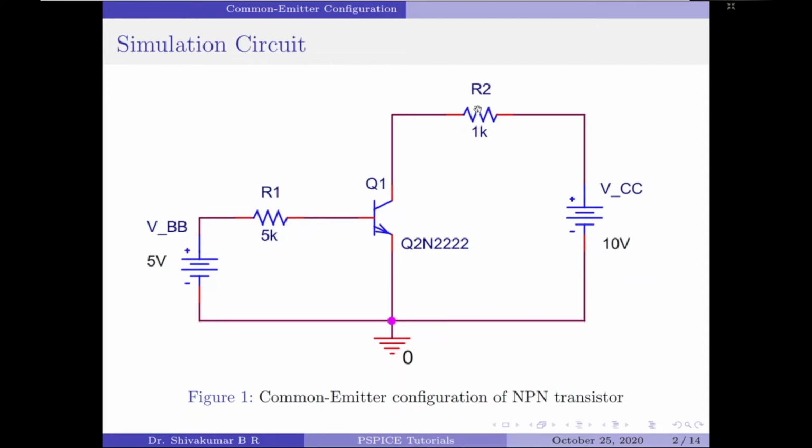Here we have two resistors, R in and R out. R in is also called the base resistance and here is denoted as R1. R out is the output resistance, which is RC or RL. We have denoted it by R2 here. The values of the resistors for R in are 5K and for R out I have chosen 1K. I have considered the Q2N2222 transistor, which is an NPN transistor, for the simulation.